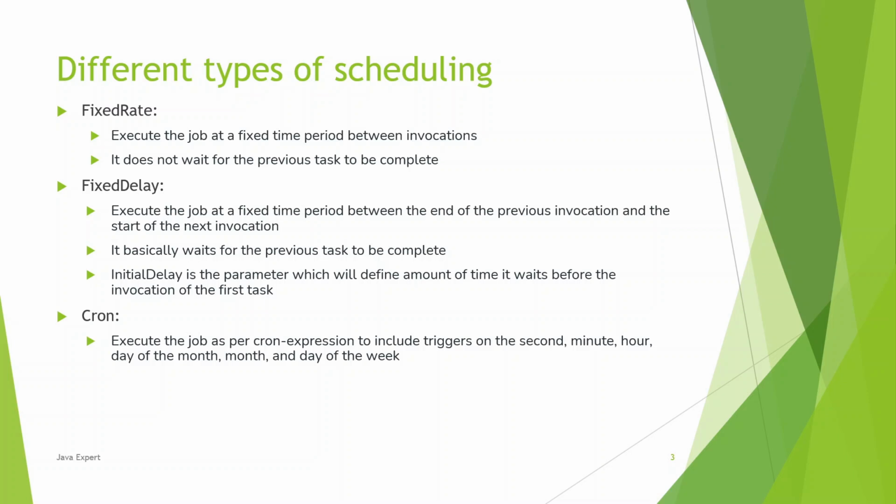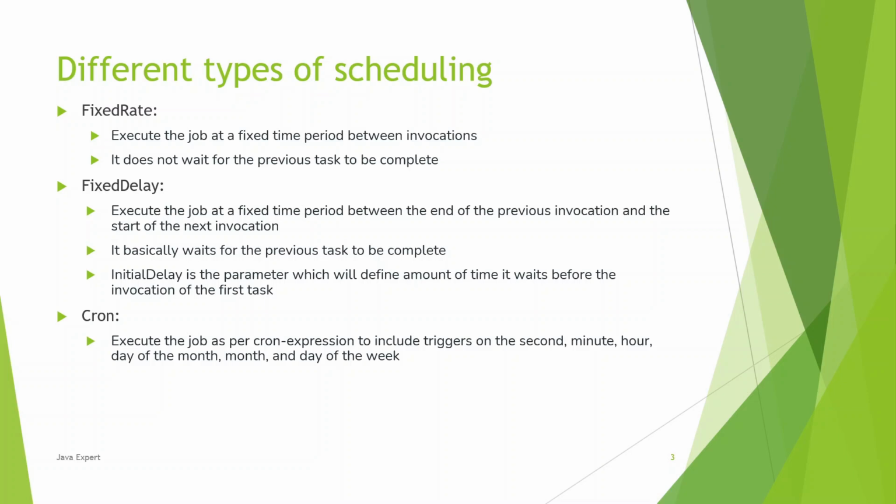Fixed delay executes the job at a fixed time period between the end of the previous invocation and the start of the next invocation. Basically, it will wait for the previous job to be executed to calculate that delay timing, right? I'll give an example so that you can easily understand. For example, you give fixed delay as 3 seconds. You start the job now. The first execution is completed in 2 seconds, for example. From there, it will calculate the next 3 seconds to start your next run, right?